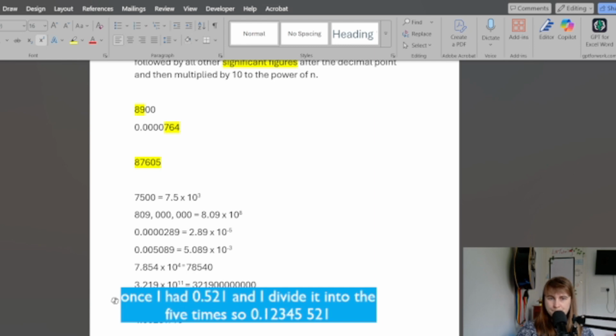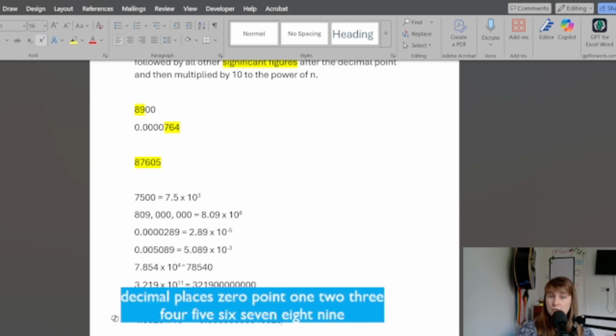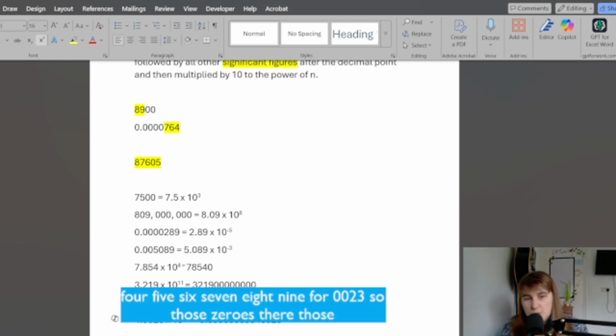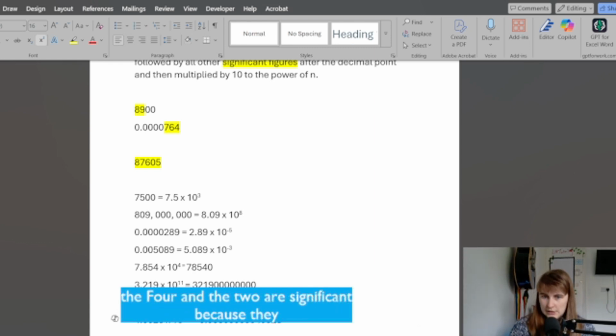0.000001 2345. And similarly here, we're going to have 9 zeros after the decimal place. So 0.000000001 23456789 40023. So those zeros there, those 2 zeros between the 4 and the 2, are significant because they sit in the middle of numbers.